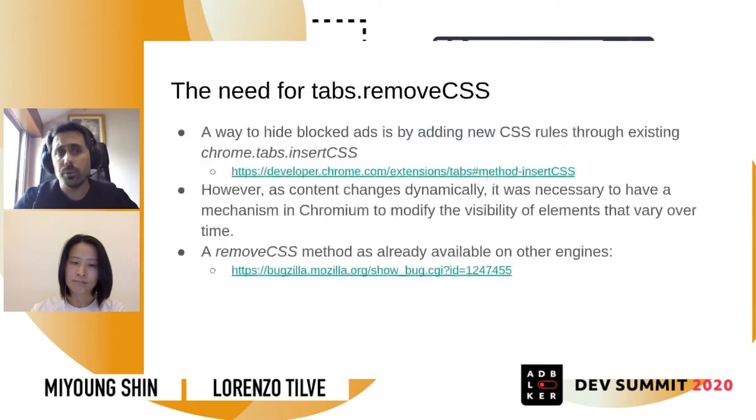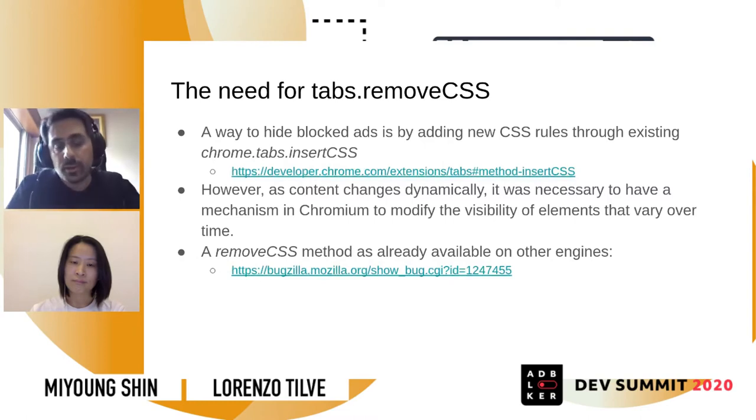So with regard to the need for tabs.removeCSS, this came up because a way to hide blocked ads in some scenarios is by injecting CSS rules through the insertCSS method from the tabs API. However, this allows changing elements as they appear, but as the DOM is changing dynamically, it's also necessary to be able to manipulate that in Chromium to modify the visibility of elements that are varying. So, bring back visibility to some elements, to remove that.